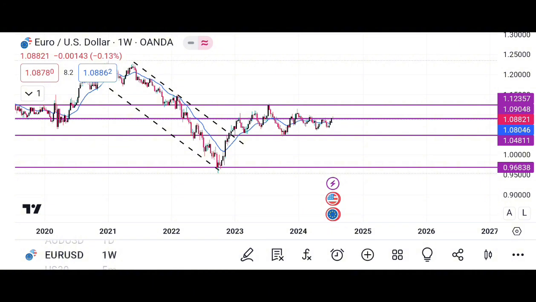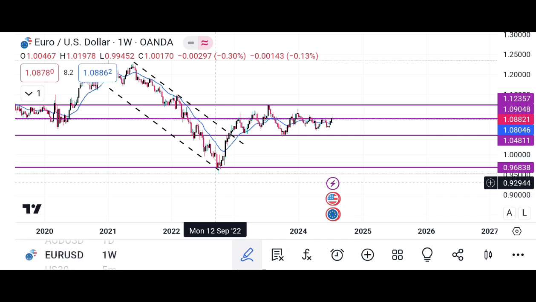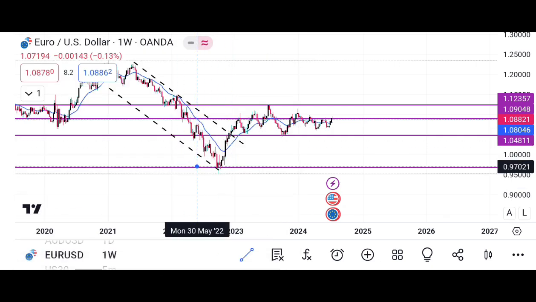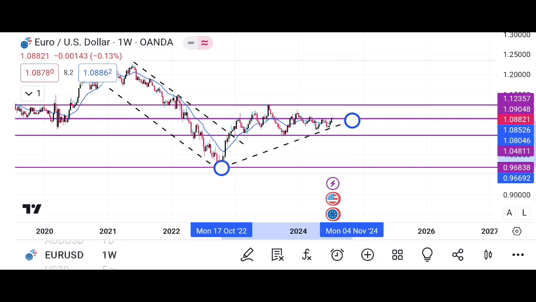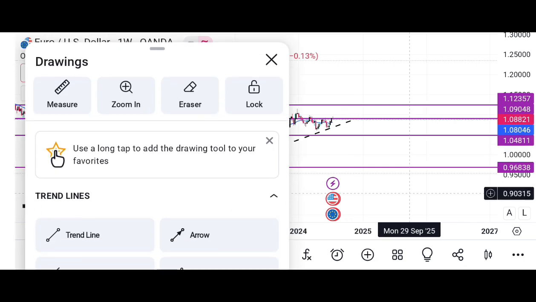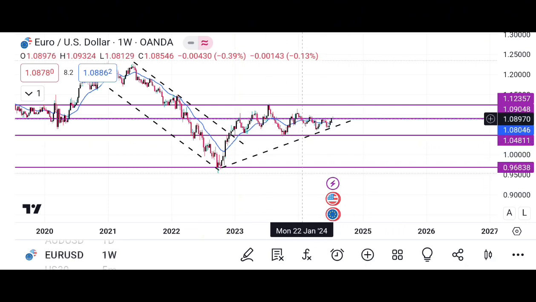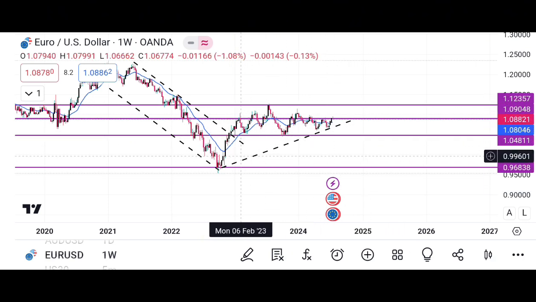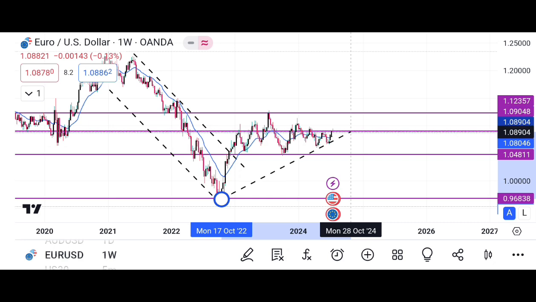Why am I saying it is kind of a bullish consolidation? Price is going up over here. Price is going in a bull state, but again moving sideways. That is why I'm saying it is in a bullish consolidation trend on the weekly time frame.